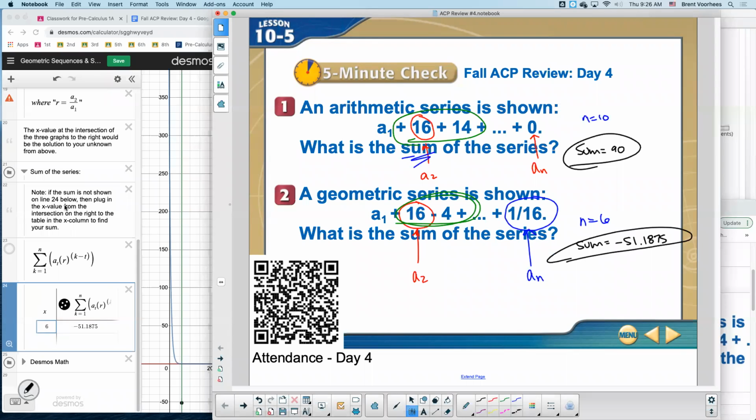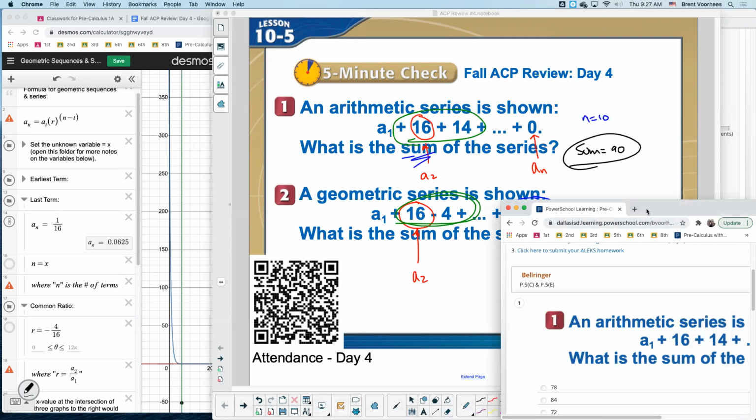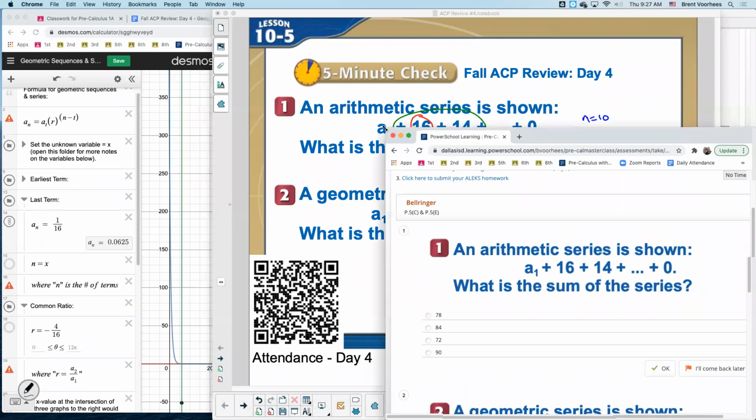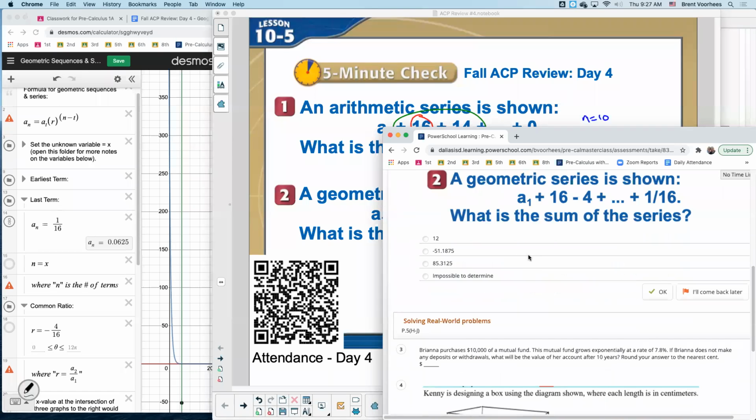So I kind of wanted you to see the calculators, especially since I thought it made it easier to group them. Earliest term, last term, common ratio. It makes you feel like you're just looking for a couple things. I thought that would simplify the problem. So make sure you open up your bell ringers and submit your answers here for number 1 and then number 2.